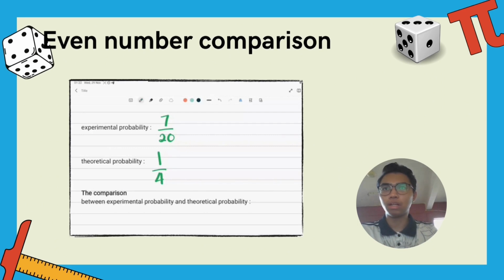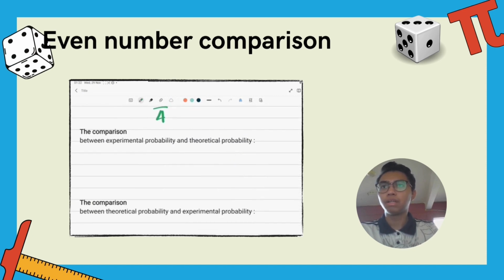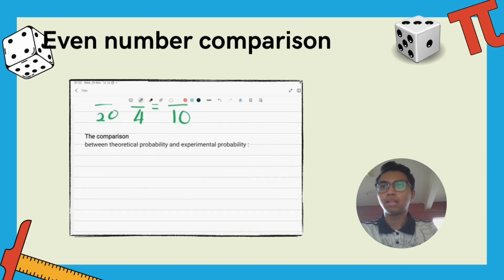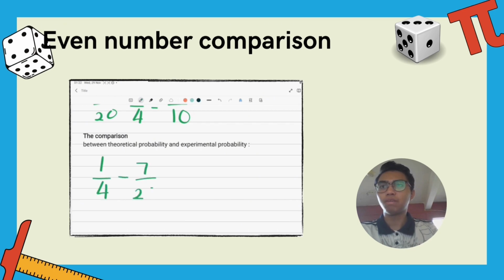The comparison between experimental probability and theoretical probability: experimental probability subtract theoretical probability, or theoretical probability subtract experimental probability. Firstly, experimental probability subtract theoretical probability: 7 over 20 minus 1 over 4 equals 1 over 10. Secondly, theoretical probability subtract experimental probability: 1 over 4 minus 7 over 20 equals minus 1 over 10.